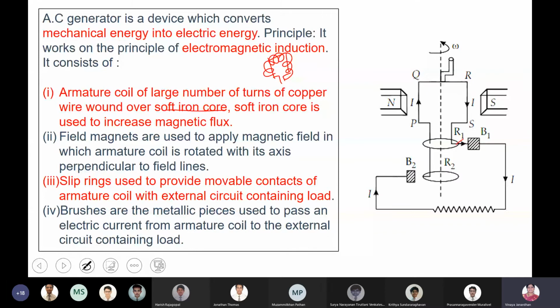So when the coil is rotating, R1 also keeps on rotating, but at every moment each and every part of R1 is in contact with B1, which means the current which is flowing through R1 will be taken by the carbon brush B1. Now as the coil is rotating, the ring R2 attached to the arm PQ keeps on rotating, so that the brush B2 is in contact with each and every part of R2, and B2 is stationary. B1 and B2 are stationary carbon brushes which are in contact with rotating rings.